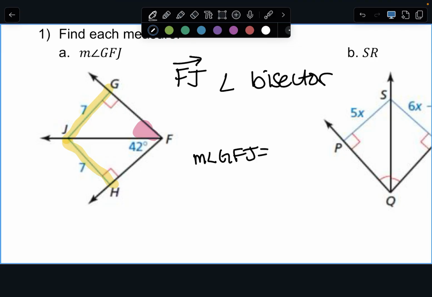So if it is an angle bisector, what would the measure of angle GFJ be? If JF is cutting this angle in half, what's the measure of my pink angle? 42 degrees. Questions on that one? That one uses the converse.